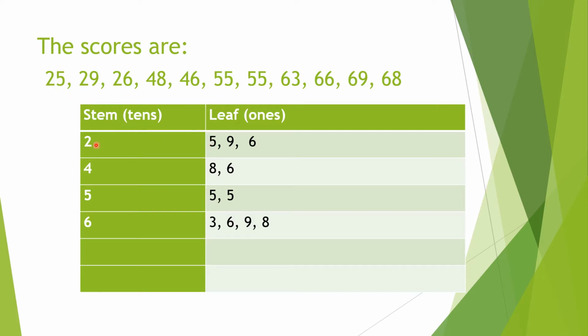And when you go to the next one, the 2 represents the 10 for the 29, and the 9 represents 9. Same thing with the 26, the 2 represents the 10, and the 6 represents the 6 ones. Then we go to 48. 4 represents 4 tens and 8 ones.